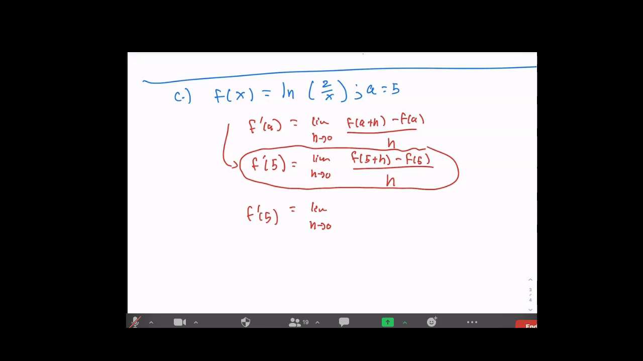Can you use the definition of derivative? Can you replicate, can you write the formula out as it applies to this one? So what is it? Is the natural log of?